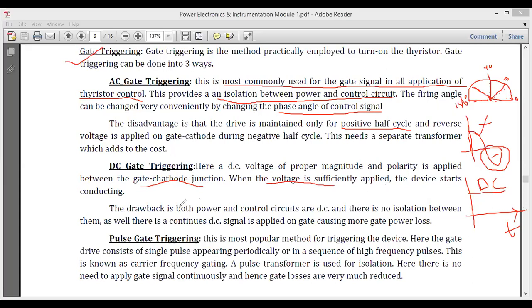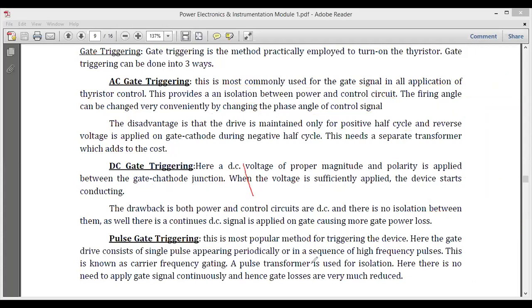But the problem here is that both the power and control circuits are DC, so there is an isolation problem. So if you use AC gate triggering, the problem is it is only the positive half cycle, the negative half cycle is absent, but isolation can be done very properly. But if you use DC gate triggering, there is no isolation, because the power and the gate control are in the DC part. So that becomes a small disadvantage if you make use of DC gate triggering.